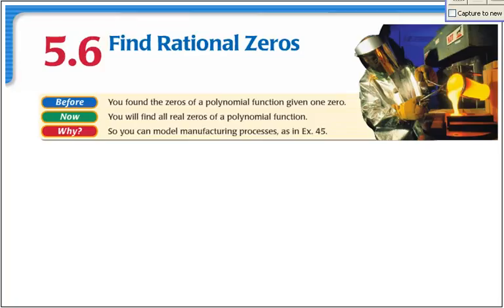Hello, friends. This is a podcast to introduce section 5.6 in the Algebra 2 book. We are reaching the acme, the top of the Algebra 2 course.